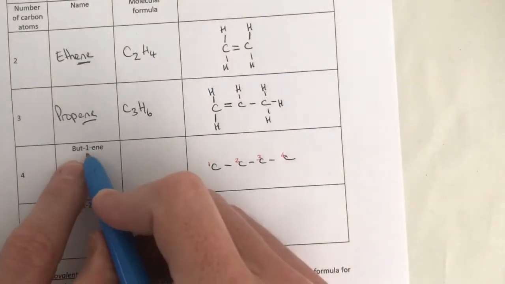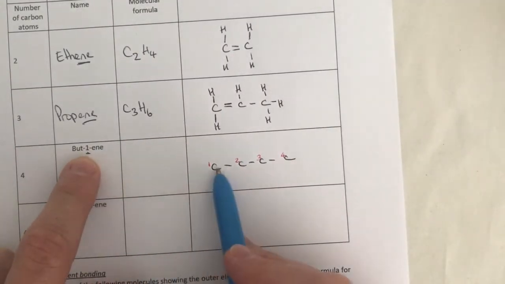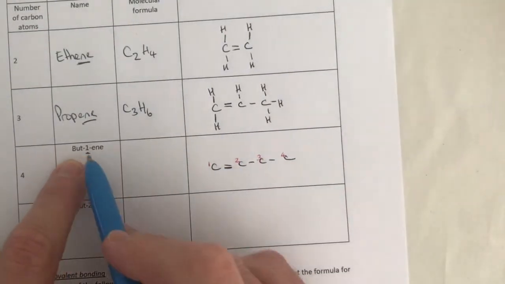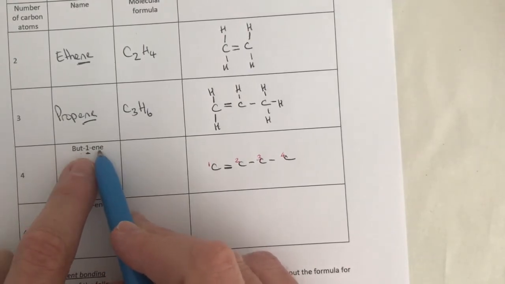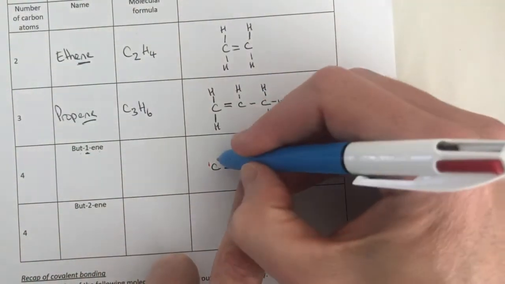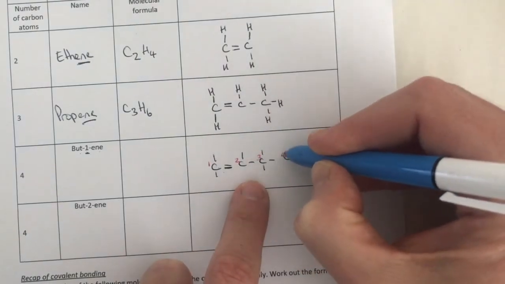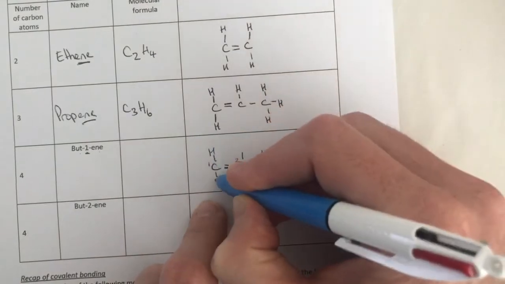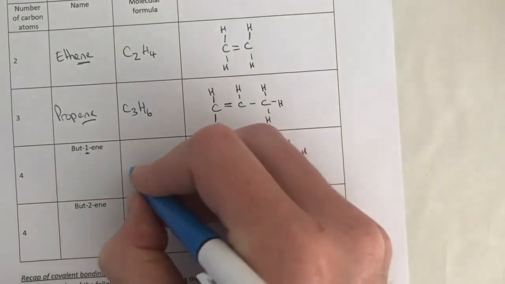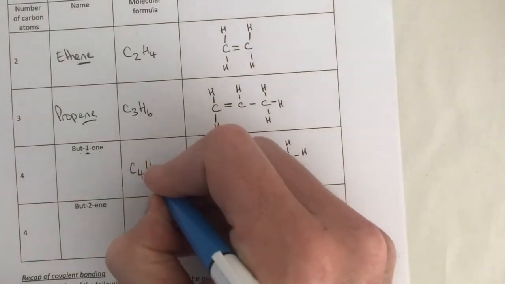And the but-1 means that the double bond has to start on the carbon numbered 1. So you can see in my structure, this carbon here is numbered 1. That is where my double bond is going to go. And this means 4 carbons, in position 1, there is the double bond. Then count them up, 1, 2, 3, 4. Put your H's on, and we can count those up in a second. So that is C4, 1, 2, 3, 4, 5, 6, 7, 8, H8.